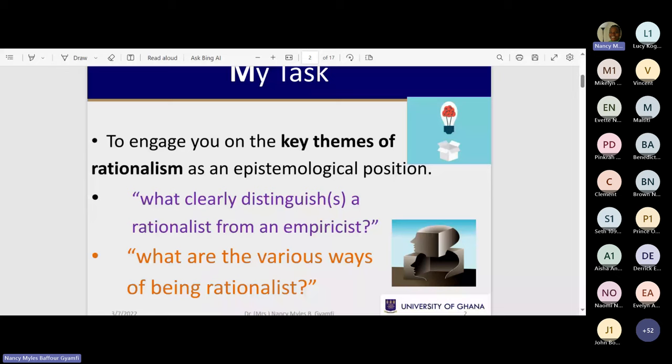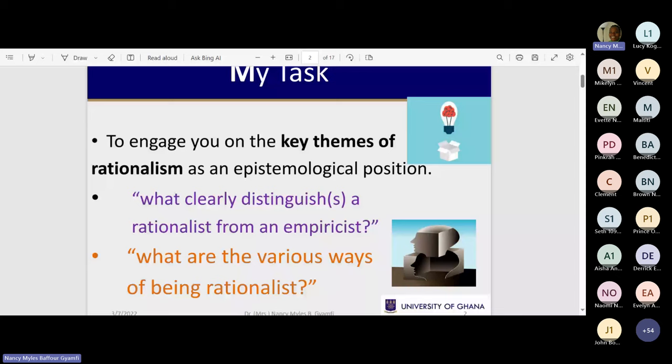When I give you the information as we have seen it in the text, we are supposed to chew on it, reflect on it and interrogate. That is the methodology for doing philosophy, especially at this level and for a course like rationalism. So you're going to engage the key themes of rationalism, not just receive from me. You're going to engage it so that you critique. Some of them you will query, some of them you will raise your objection to.